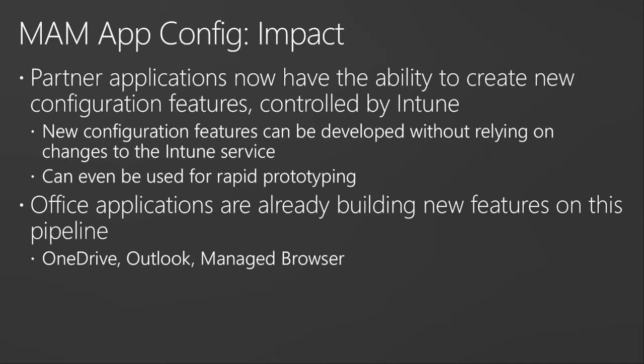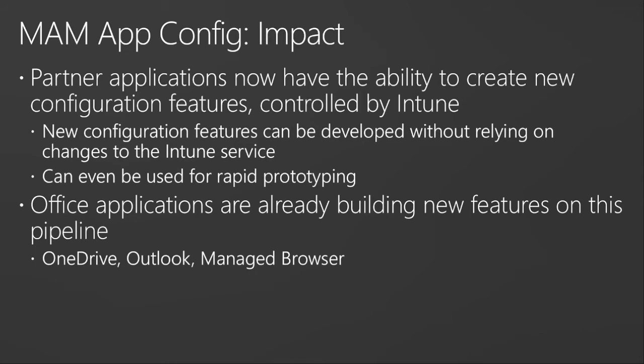A lot of the Office teams are already picking this up and running with it. OneDrive is building specific data protection settings for their OneDrive app, and it'll be delivered through this app config channel. Outlook, like I mentioned, is building the ability to provision email profiles, in the case that autodiscover doesn't work when a user logs in with AAD.